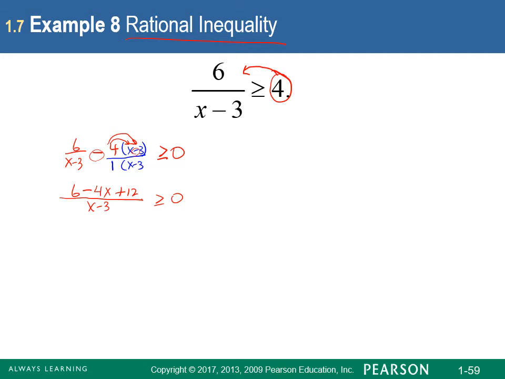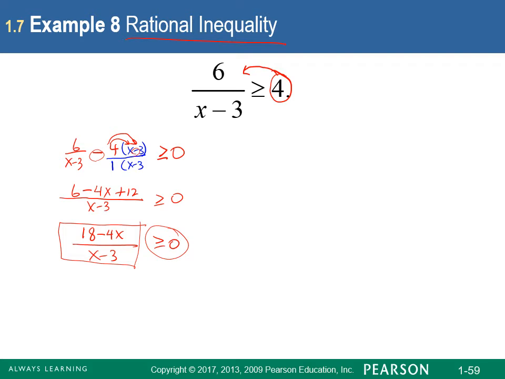So in the top, let's simplify it a little bit. That comes out to be 6 plus 12, or 18 minus 4x. Now, when you get the 0 here and a single fraction here, the steps are pretty straightforward. Some of the problems you'll encounter will already be like that.